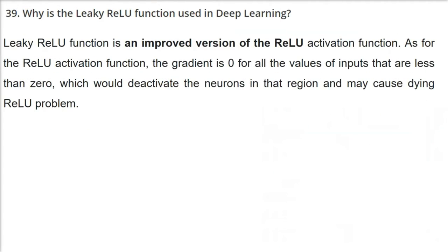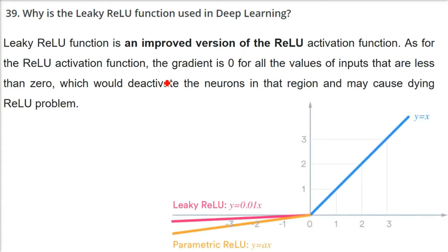Why is the leaky ReLU function used in deep learning? You might have heard about the sigmoid function. It gives you a result between 0 and 1. Then came the ReLU, which is also very important and widely used. Then Google came with swish. So the leaky ReLU is an improved version of the ReLU function.